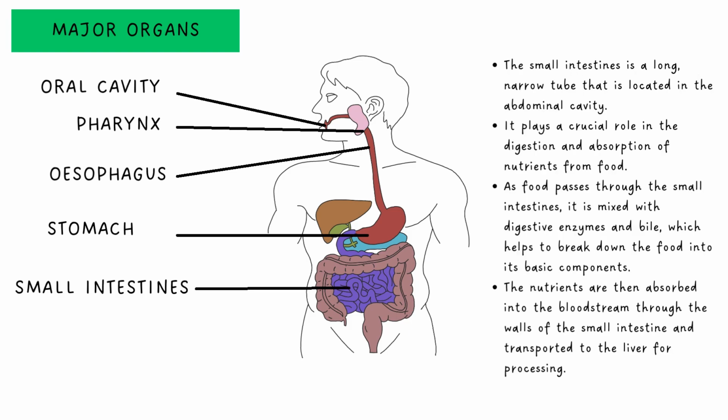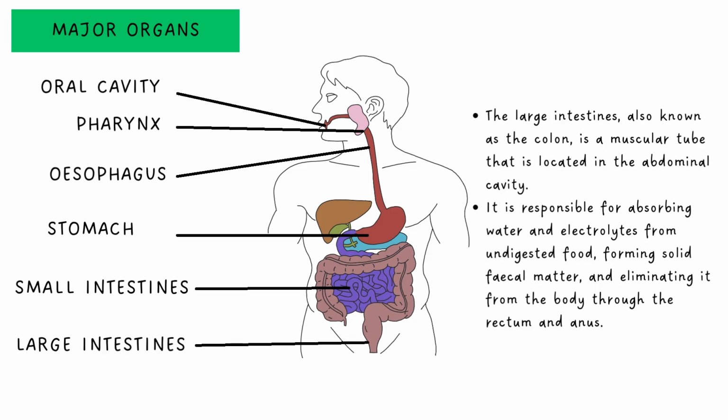The small intestines are a 6 to 7 metre long narrow tube located in the abdominal cavity. It plays a crucial part in the digestion and absorption of nutrients from food. As food passes through the small intestines, it is mixed with digestive enzymes and bile, which help break down the food into its basic components. The nutrients are then absorbed into the bloodstream through the walls of the small intestines and are transported to the liver for processing.